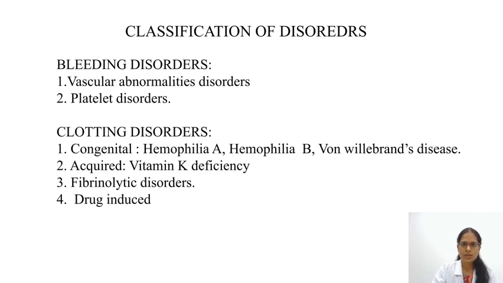So what is the classification of disorders? These are divided into bleeding disorders and clotting disorders. Bleeding disorders can be due to vessel wall abnormalities or platelet disorders, and clotting disorders are mainly because of coagulation cascade factor deficiencies. Most of these are congenital, and acquired clotting disorders are mainly due to vitamin K deficiencies, fibrinolytic disorders and drug induced.